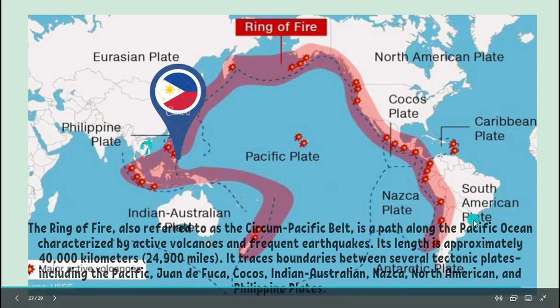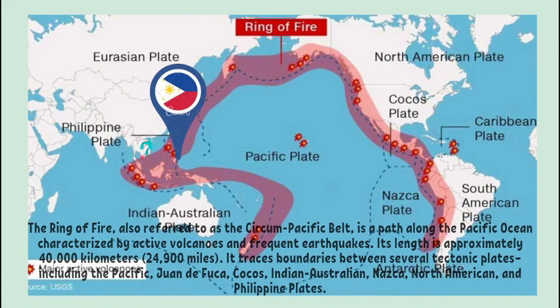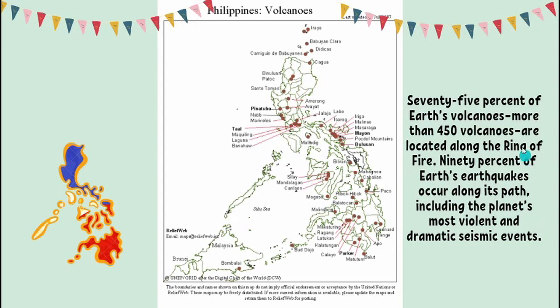Its length is approximately 40,000 kilometers. It traces boundaries between several tectonic plates, including the Pacific, Juan de Fuca, Cocos, Indian, Australian, Nazca, North American, and Philippine plates. This is the Philippines map of volcanoes. All the red dots are the places where we can find the volcanoes.